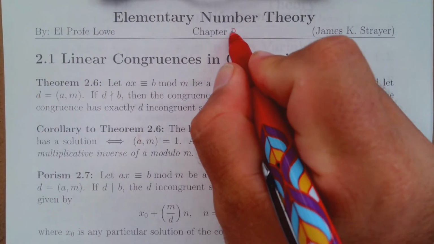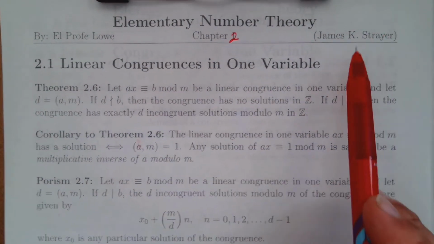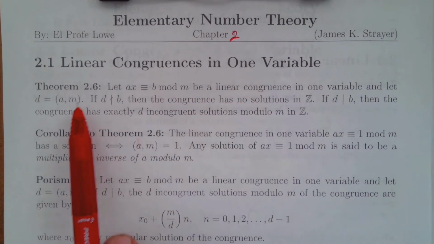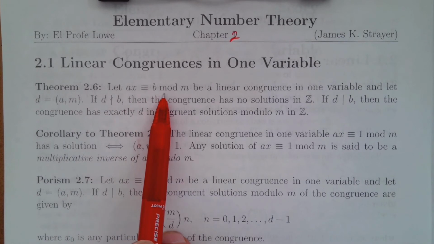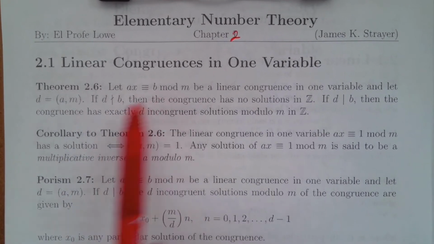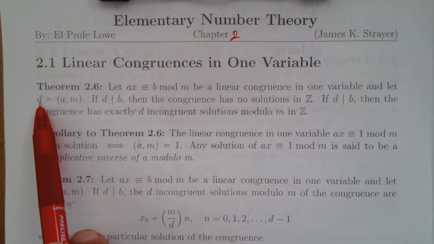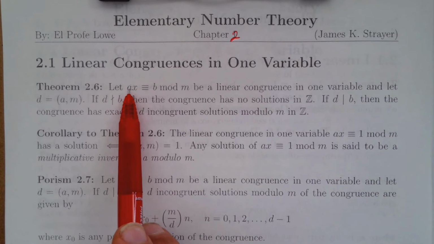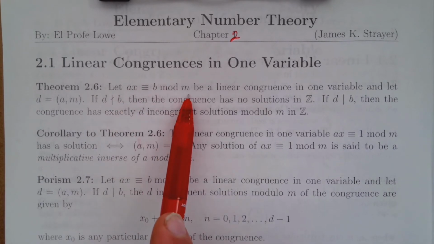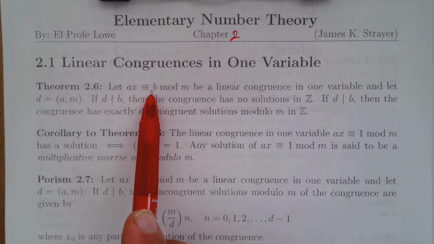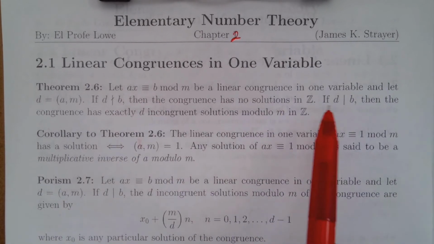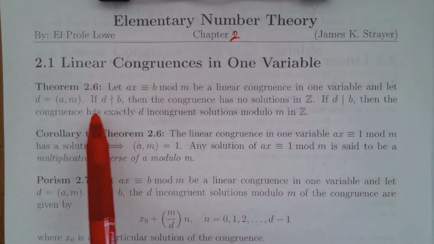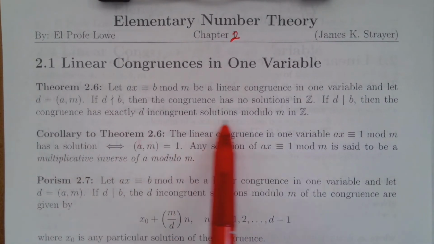We're actually on chapter 2 right now in a text by James K. Strayer, looking at linear congruences in one variable. We've got our theorem that says if we have this congruence, then as long as the greatest common divisor d of a and m divides b, we're going to have a solution. And if that greatest common divisor divides b, the congruence has exactly d incongruent solutions.